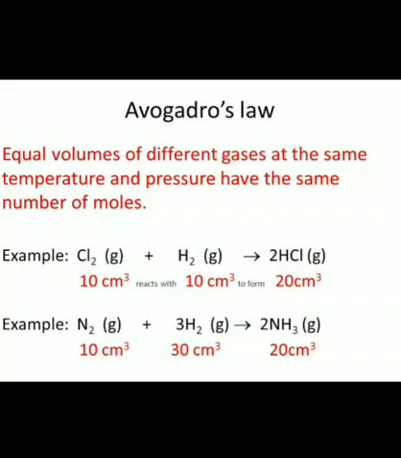For example, hydrogen and chlorine, when they react with each other, produce what? Hydrogen chloride. When one volume of hydrogen reacts with one volume of chlorine, it produces two volumes of hydrogen chloride. So what do you find out? This hypothesis is based on the idea that equal volumes of different gases under similar conditions of temperature and pressure contain the same number of molecules.